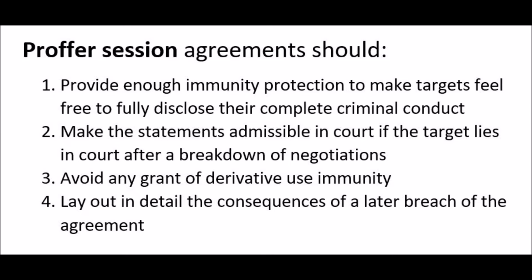Competent prosecutors usually control the ground rules for these discussions by requiring that the targets sign a proffer agreement that, 1, provides enough immunity protection to make the targets feel free to fully disclose their complete criminal conduct, 2, makes the statements admissible in court if the target later lies in court after a breakdown of negotiations, 3, avoids any grant of derivative use immunity, and 4, lays out in detail the consequences of a later breach of the agreement.